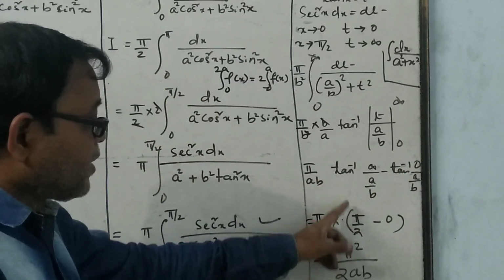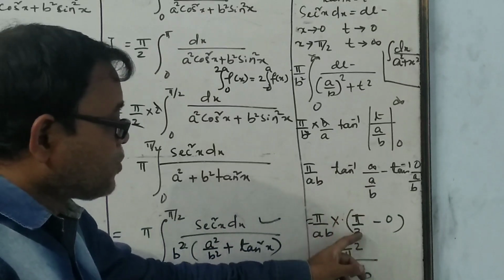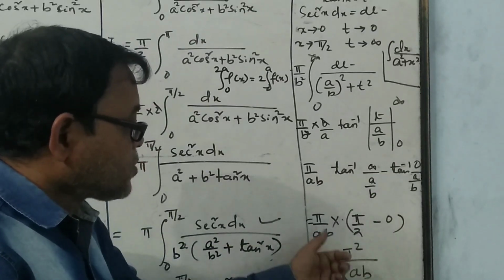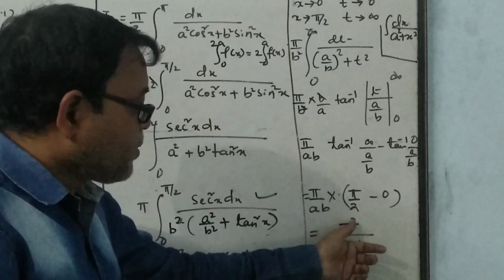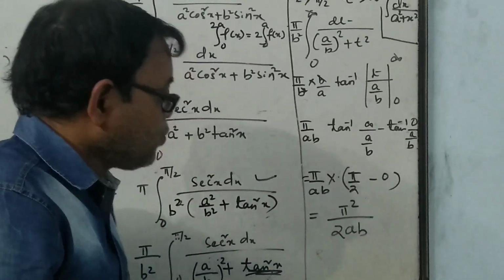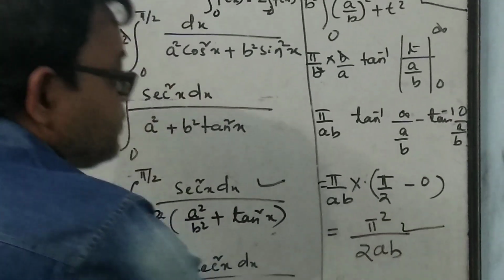Infinity by something is infinity. So tan inverse infinity is pi by 2, minus tan inverse 0, which is 0. So the answer is pi by ab into pi by 2. The answer is pi square by 2ab.